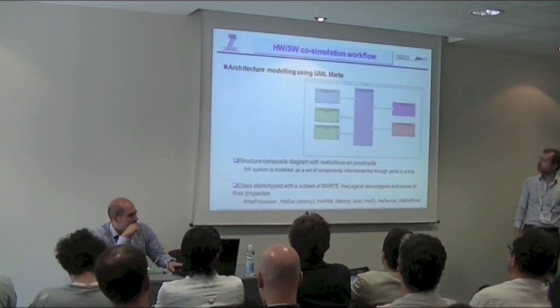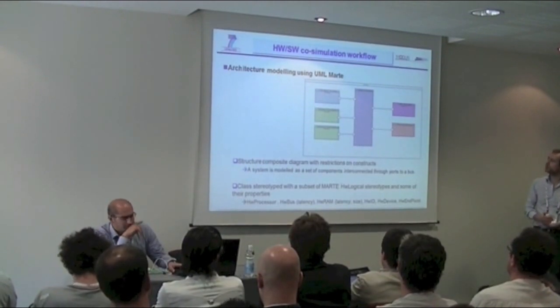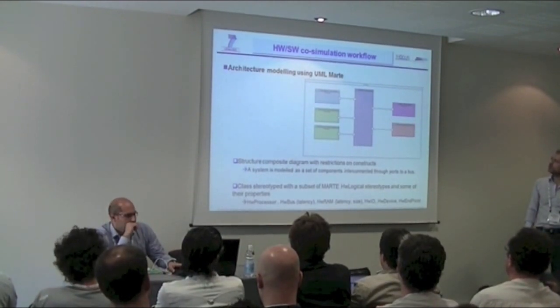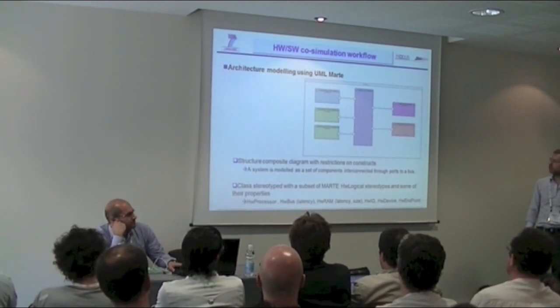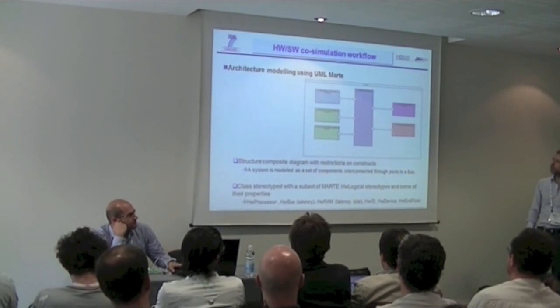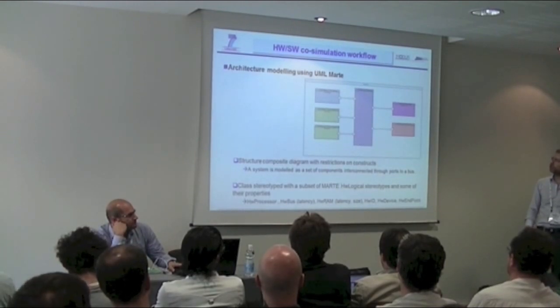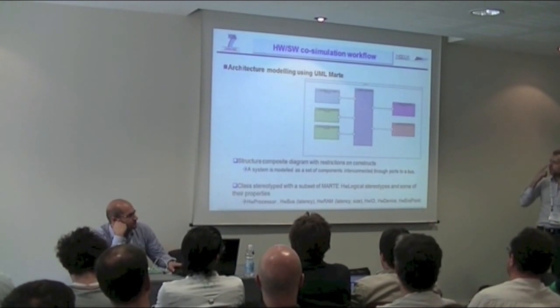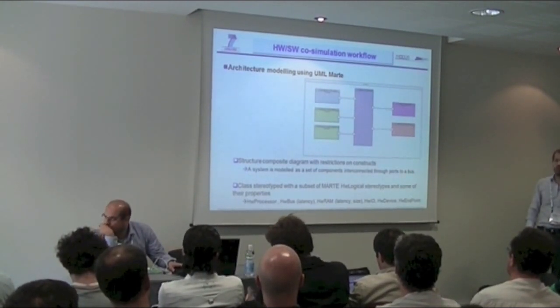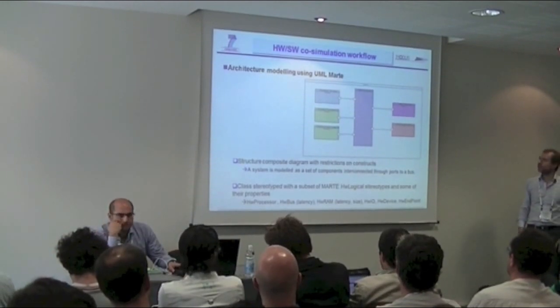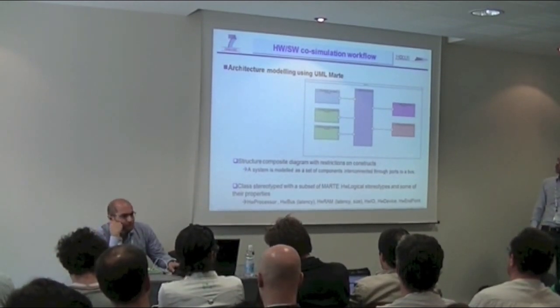So we have two main steps in the design flow. The first one is the architecture modeling. This is done using the UML MARTE language. Basically, our model is a structure composite diagram with some restrictions on the constructs. This implies that the system is modeled as a set of components, and these components are interconnected through ports.